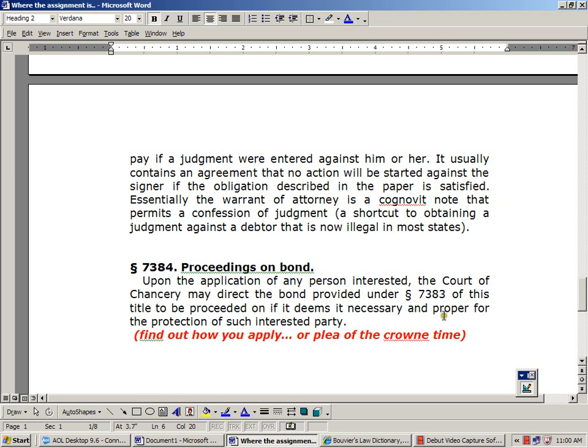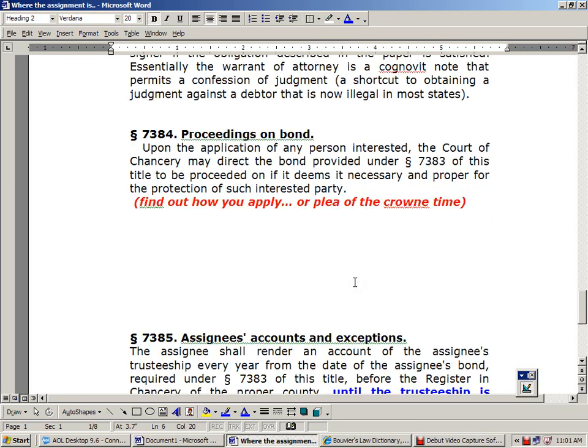"Proceedings on bond. Upon the application of any person interested, the Court of Chancery may direct the bond provided under this title to proceed on if it's deemed necessary and proper for the protection of the interested parties." So go find out how to apply. Upon application of any person interested, well, you're certainly interested. You're the interested party in this transaction. Or ask them if you need to put in a plea of the crown.